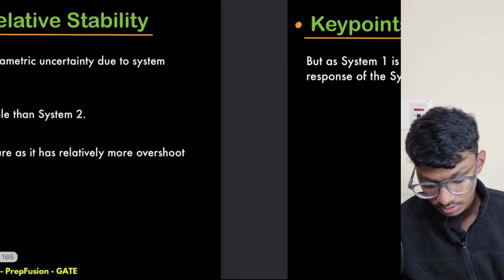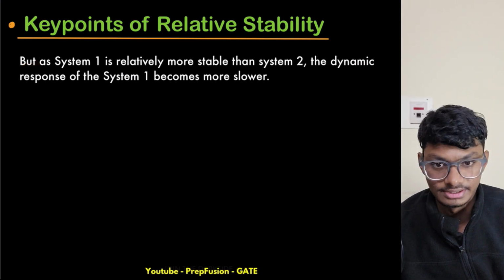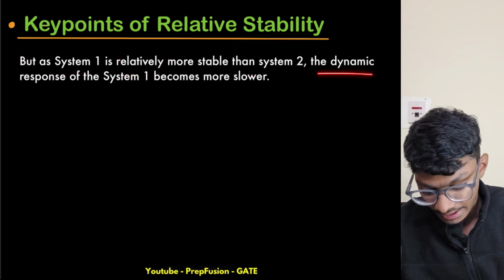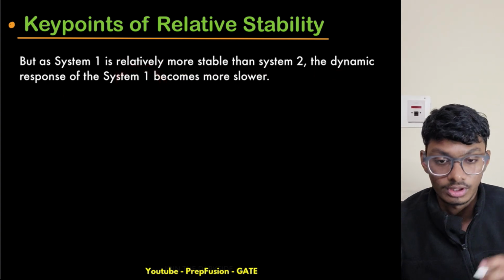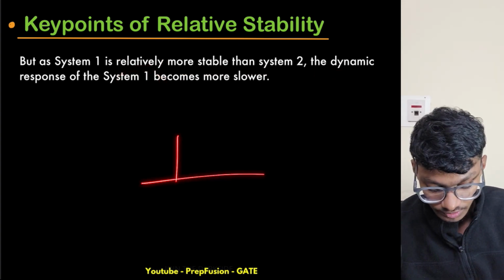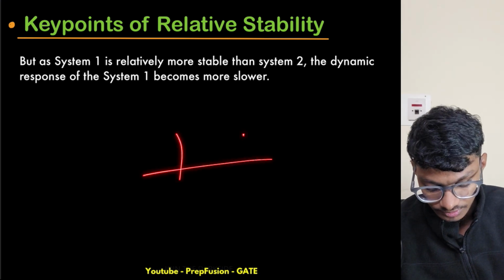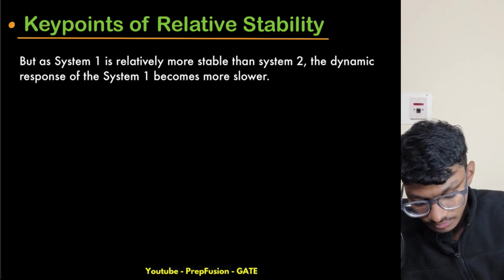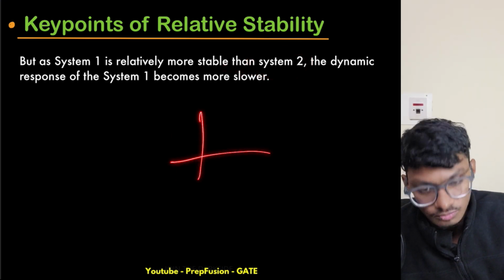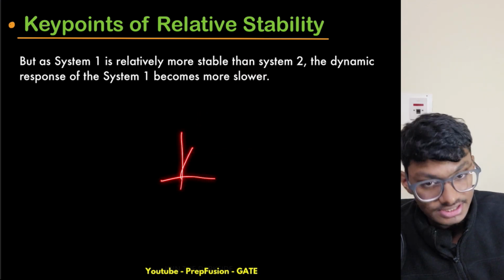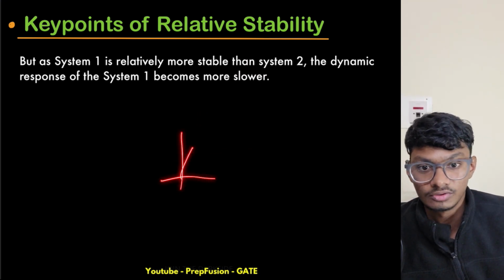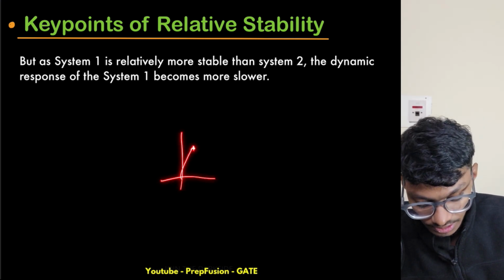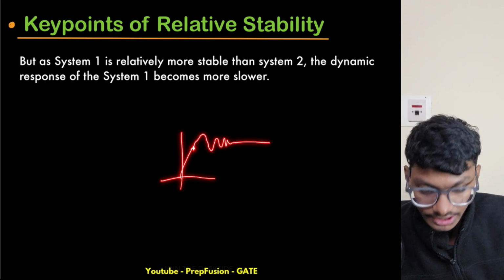So what is the next point? The next point is that as system 1 is relatively more stable than system 2, the dynamic response of system 1 becomes lower. What does dynamic response mean? The transient response is the response between the steady state and just after giving the input. So dynamically, system 2 will be much faster because it has more oscillatory nature. It will reach its first 100% of steady state much faster, the rise time, then it will go up, go down, and go on like that.